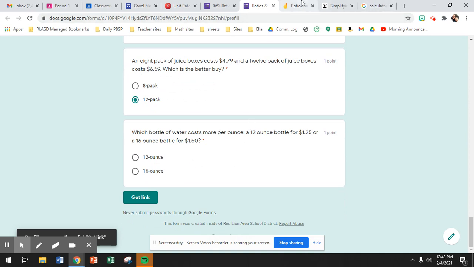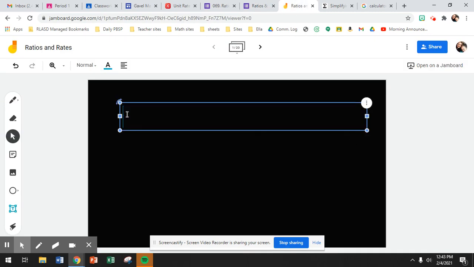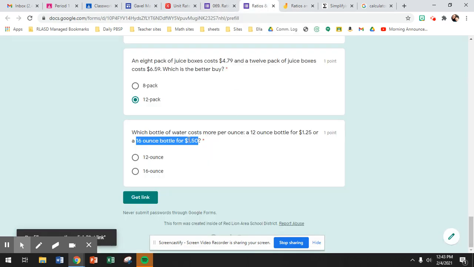Okay, I'm going to have you do this one on your own. So which bottle of water costs more per ounce? A 12-ounce bottle of water for $1.25. So you're going to find out how much each ounce costs. Or a 16-ounce bottle for $1.50. So you're going to take $1.25 divided by 12. Find out how much that is. And then you're going to take $1.50 divided by 16. Find out how much each ounce is. And the smaller price, the cheaper price, is going to be your better deal. So figure out which one's your better deal.